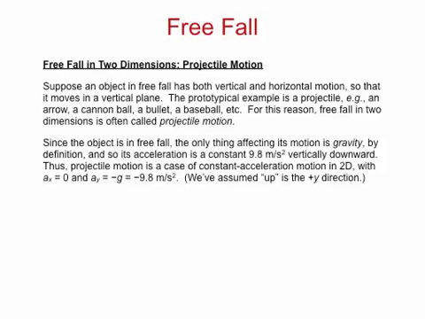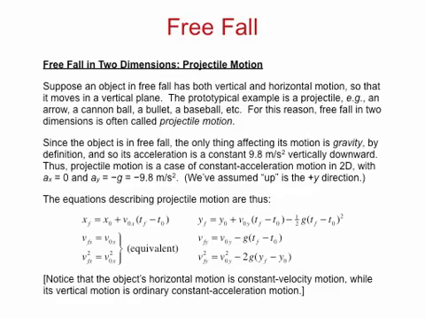Since the object is in free fall, the only thing affecting its motion is gravity by definition. And so its acceleration is a constant 9.8 meters per second squared vertically downward. As we see, projectile motion is a specific case of constant acceleration motion in 2D, with a sub x equal to 0 and a sub y equal to minus g, or minus 9.8 meters per second squared. Note that we have assumed up is the positive y direction.